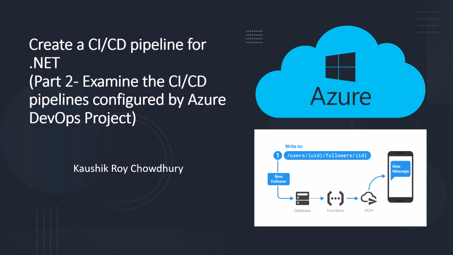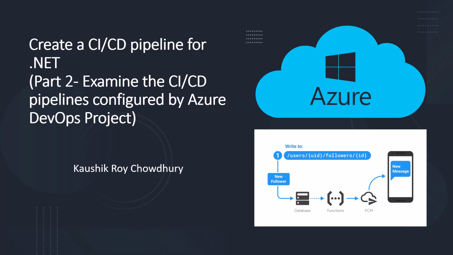In this part, part 2 of creating a CI/CD pipeline for .NET, we'll be examining the CI/CD pipelines configured by the Azure DevOps project in part 1, which we have seen in detail as a lab. Since this part 2 is built on part 1, I strongly suggest you view part 1 first before coming to this part. Part 1 will be in the description. Also, it will be in the cards.